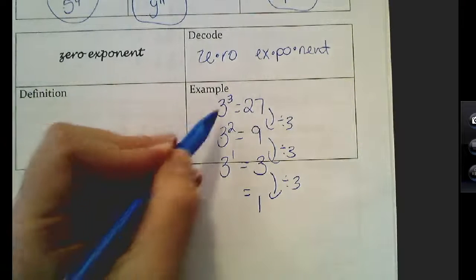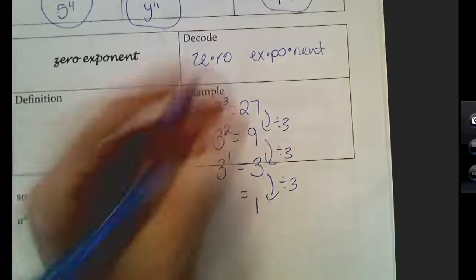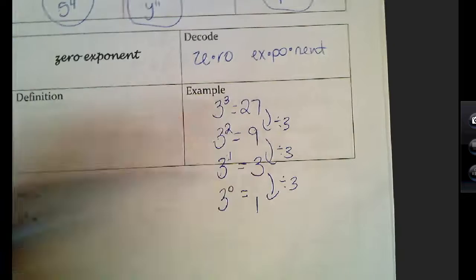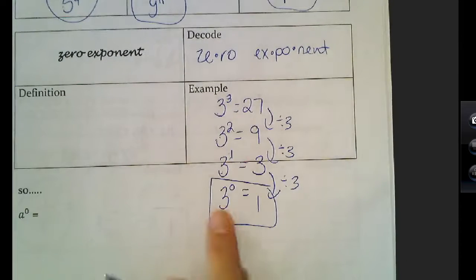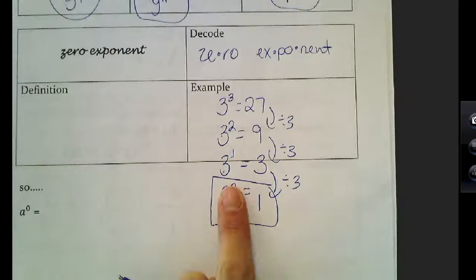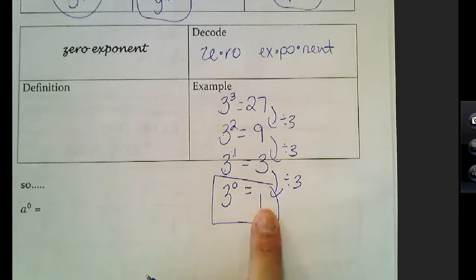And then over here, I had 3 to the 3rd, 3 to the 2nd, 3 to the 1st, 3 to the 0th power. We're going to go to 0 first. Anything to the power of 0 will always be 1.